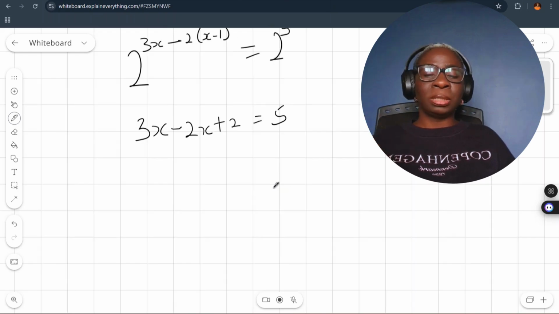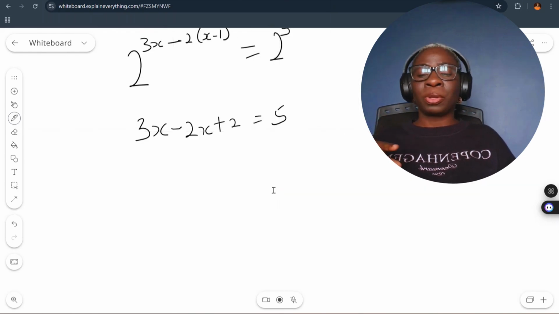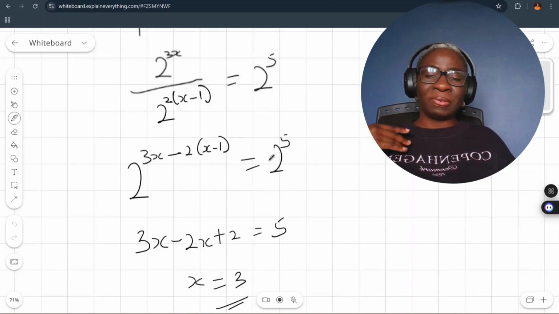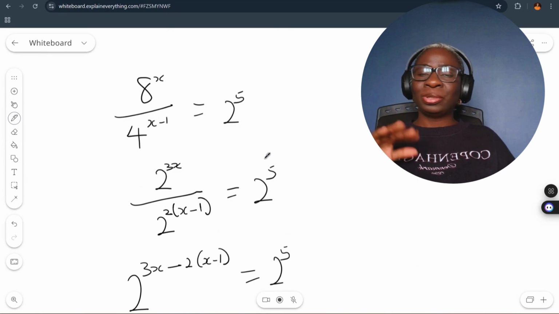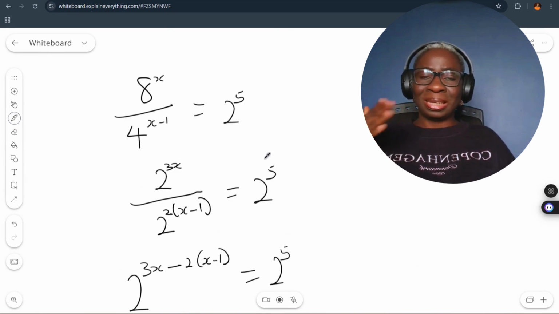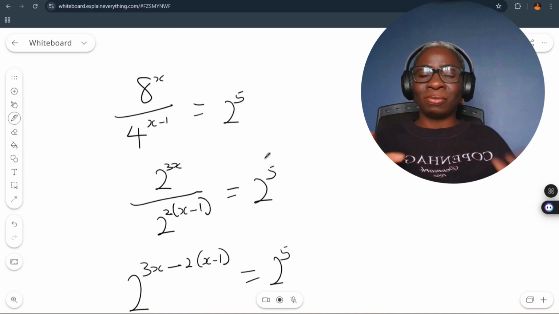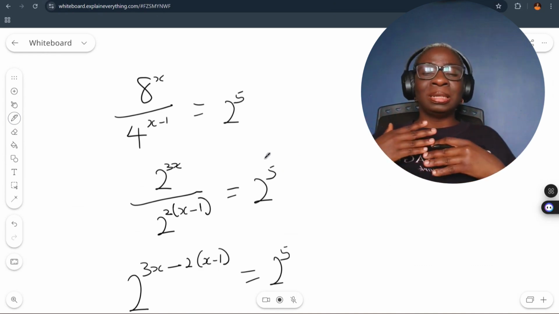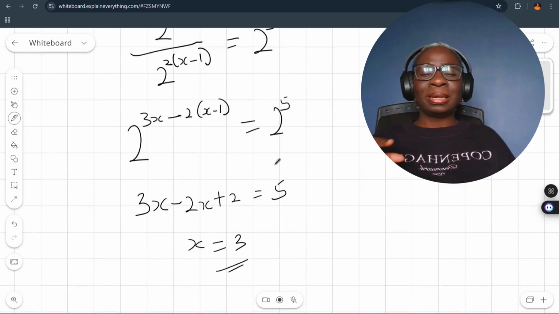Once we have the same base, we equate the power. So now let's collect the like terms, so that 3x minus x would give x, and when 2 goes to the other side, it becomes negative. So 5 minus 2 would give 3. So we just simplified this question. So whenever you come across a question like this, don't even be scared at all. It is easy to solve. So just take a look at it, simplify the base, and then solve.